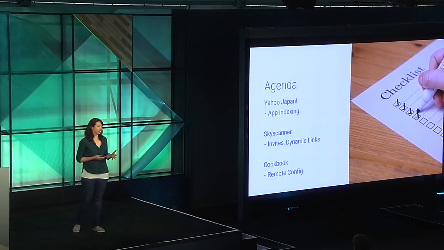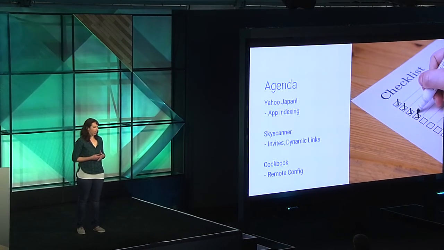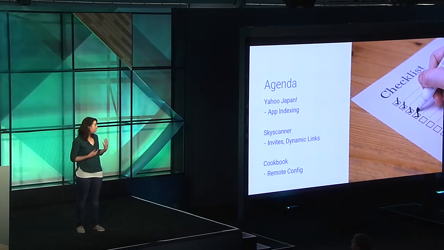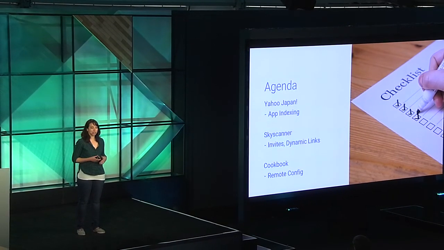So we'll start with Yahoo Japan, who have the largest auction site in their market in Japan. They have also used app indexing and public content indexing to drive growth and re-engagement for their Android app. Then we'll move on to Skyscanner, who have used invites and dynamic links to differentiate themselves in a crowded travel app market. And finally, last but not least, we will talk about Cookbook, who've differentiated themselves as a recipe app using remote config to provide tailored custom experiences to their global audience. So let's go ahead and get started with Yahoo Japan.